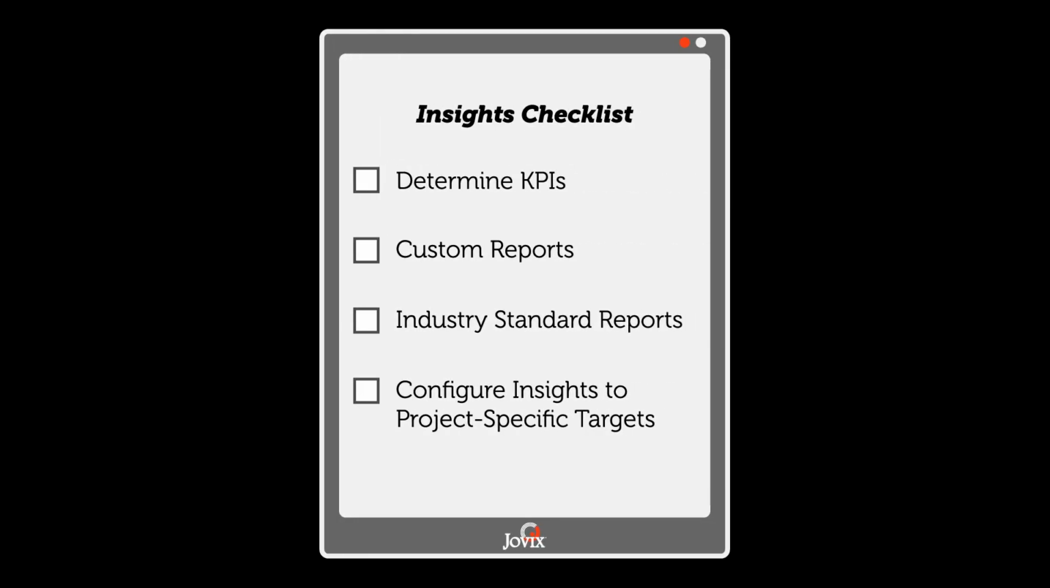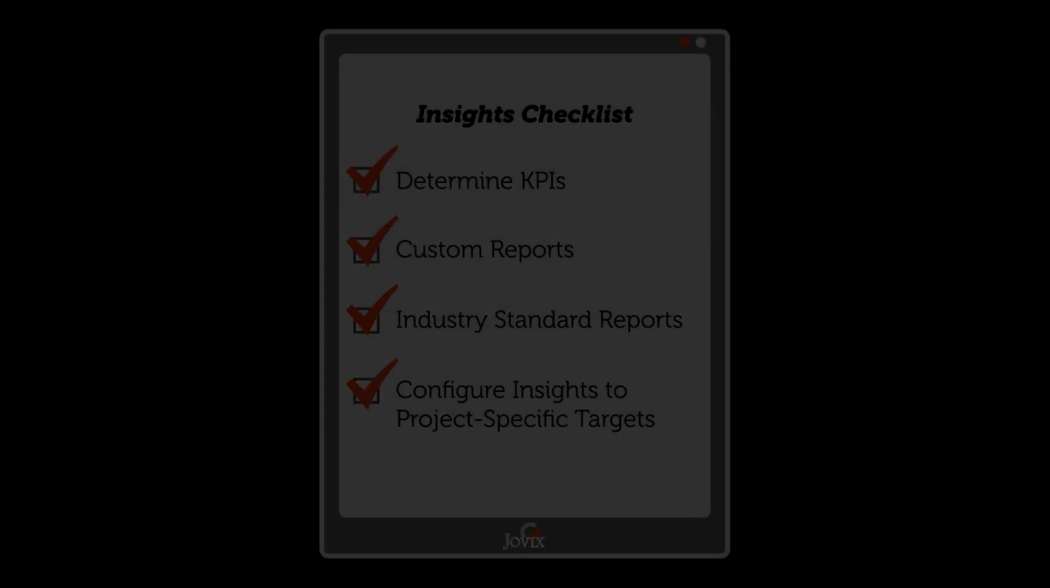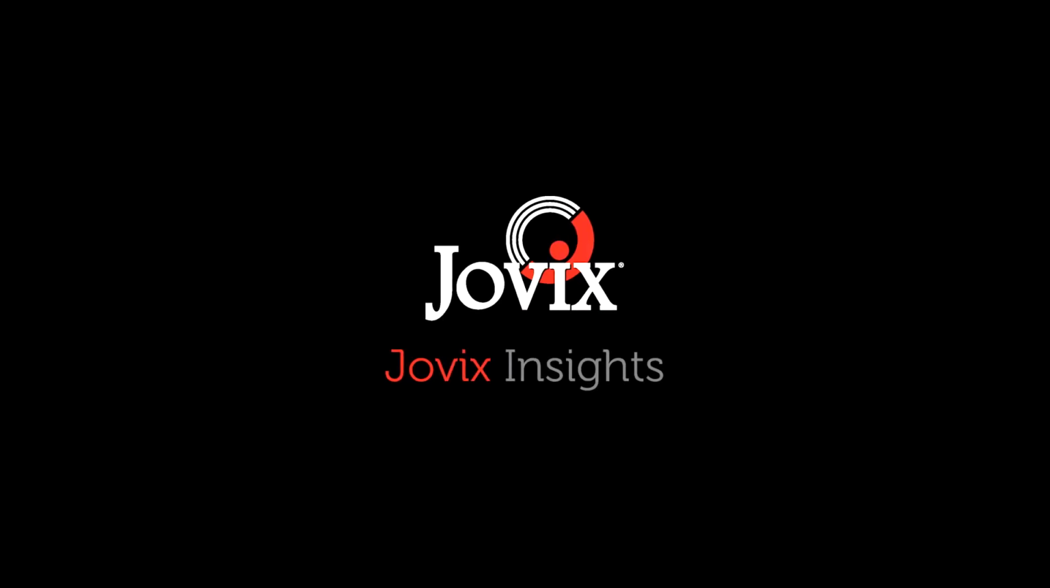It's easy. When our professional services team arrives to stand up your project, we work with your project team to determine your project's KPIs, as well as which standard and custom reports provide value to your team. Then we configure Jovix Insights to your project-specific targets, so you can know in an instant what's on track and what may require attention.